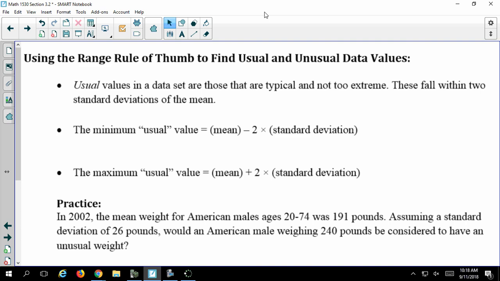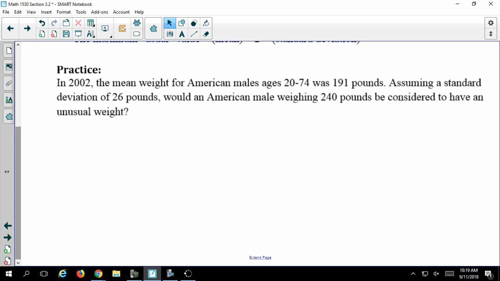So we're getting closer to that definition of what an outlier is. This is not the definition of outlier, but it's kind of close. So we're just going to say usual, unusual. Usual, you're close enough to the mean that you're within 2 standard deviations, and unusual if you're outside of that. So in 2002, it says the mean weight for American males ages 20 to 74 was 191 pounds. Assuming a standard deviation of 26 pounds, would an American male weighing 240 pounds be considered to have an unusual weight?